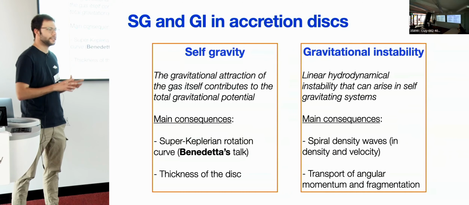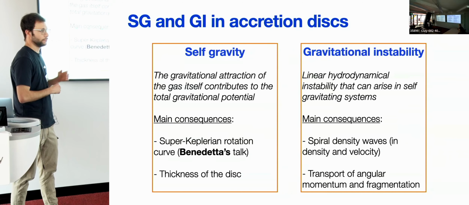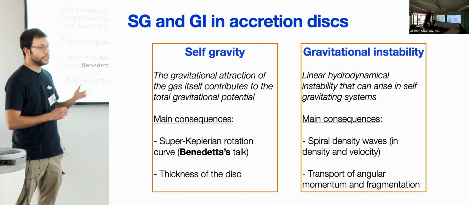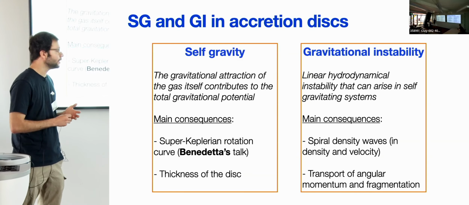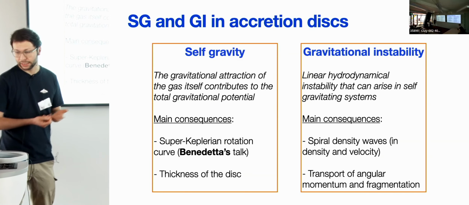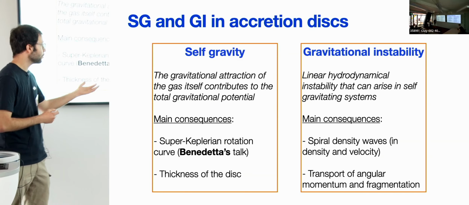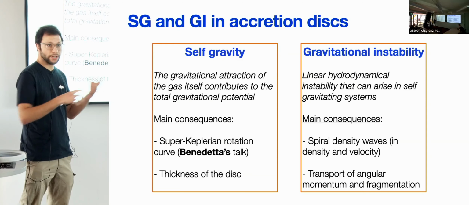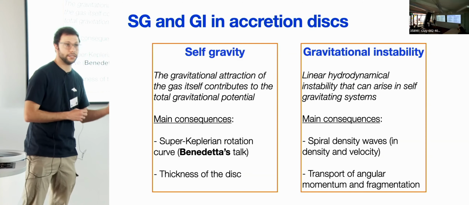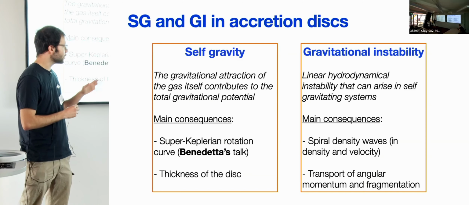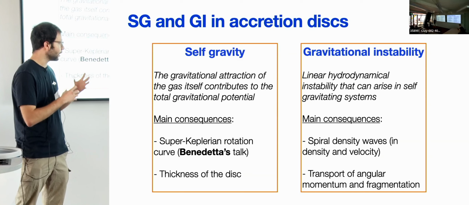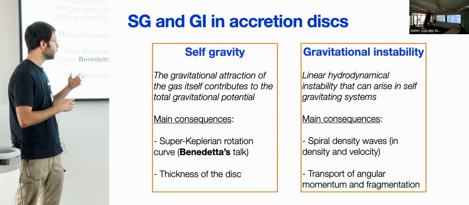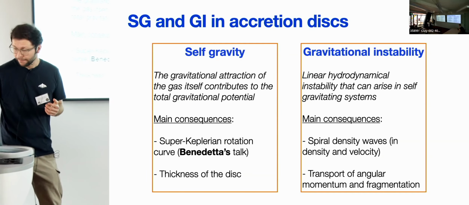The main consequence of self-gravity is a super-Keplerian rotation curve, as Benedetta showed us yesterday in her talk. Self-gravity also has consequences on the structure of the disk, so the thickness of the disk changes. Gravitational instability is a linear hydrodynamical instability that can arise in self-gravitating systems, and its main consequence is the emergence of a spiral density structure in both the density and velocity fields.